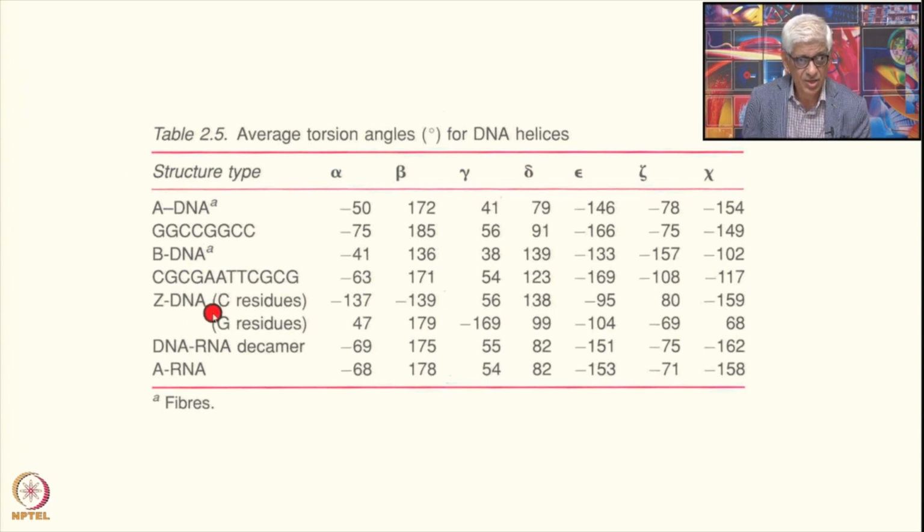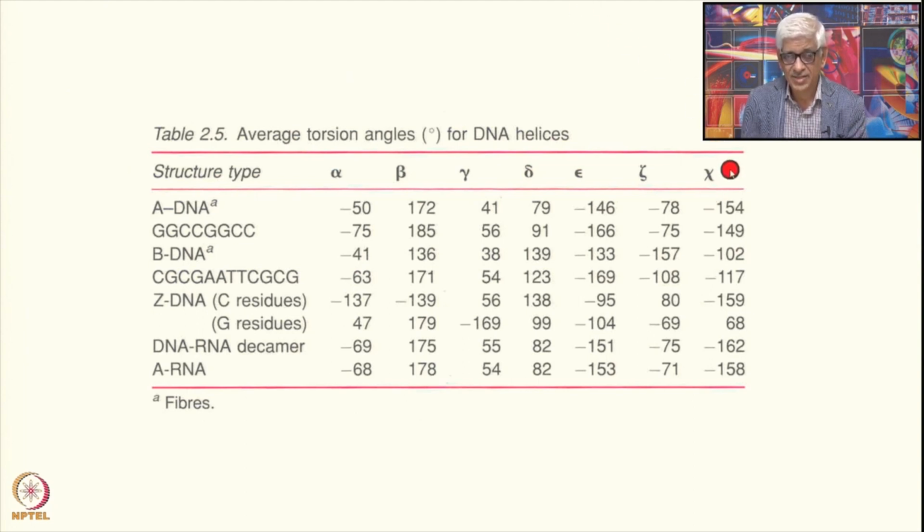You have the C residues and the G residues, and the individual units have different structures. Now what are the structures here? What are these alpha, beta, gamma, delta, epsilon? These are the torsion angles along the backbone of the DNA. You have the phosphodiester linkages all over, and there are 6 torsion angles present along the phosphodiester backbone, and this chi is the angle which connects the sugar ring to the base.